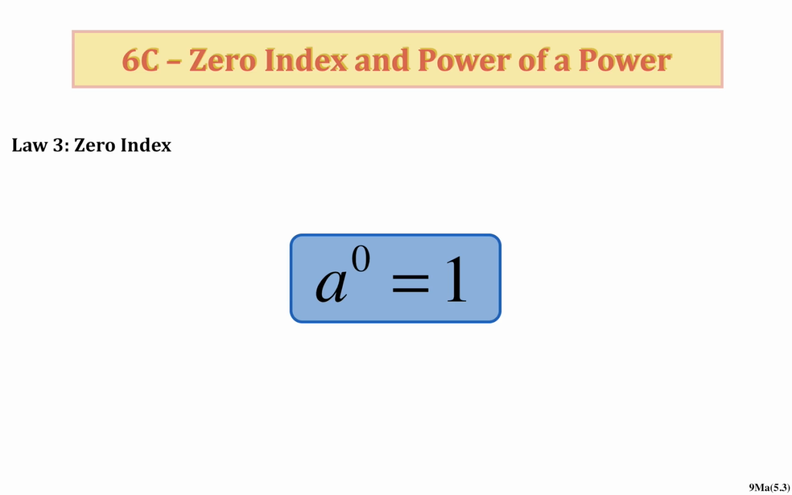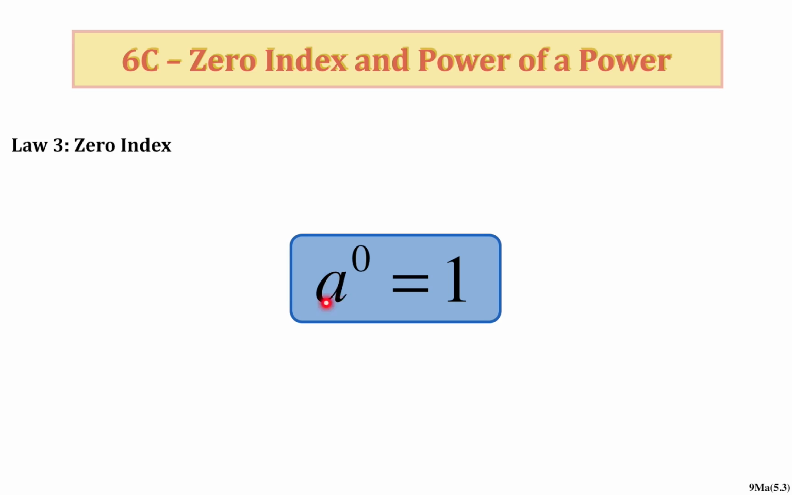Today we're going to do laws 3 and 4. Law 3 is talking about powers of 0, and law 4 is talking about when we have powers raised to other powers. So let's focus on the 0 index. This one's a really simple rule in essence once you've memorized it, but it's really commonly forgotten. And this is the rule.